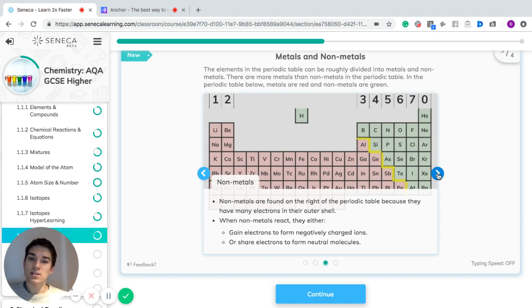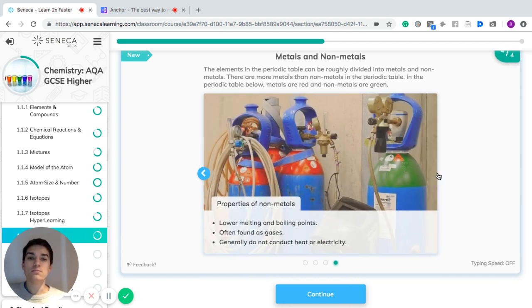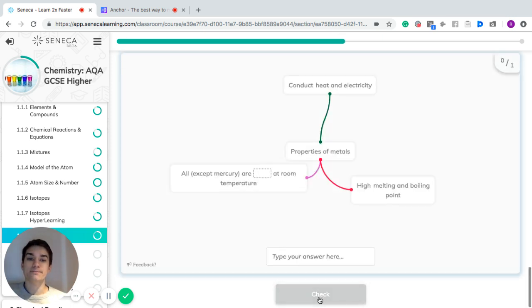And in terms of non-metals, they're, as I said, found on the right-hand side of the periodic table because they have many electrons in their outer shell. When non-metals react, they either gain electrons to form negatively charged ions or share electrons to form neutral molecules. Some of the properties of non-metals are that they have lower melting and boiling points. They're often found as gases at room temperature, and generally they don't conduct heat or electricity.